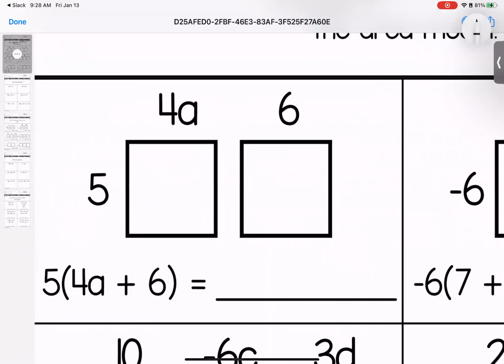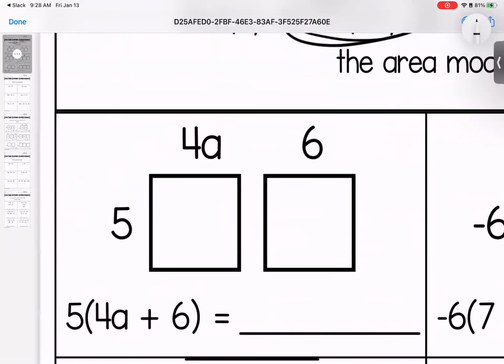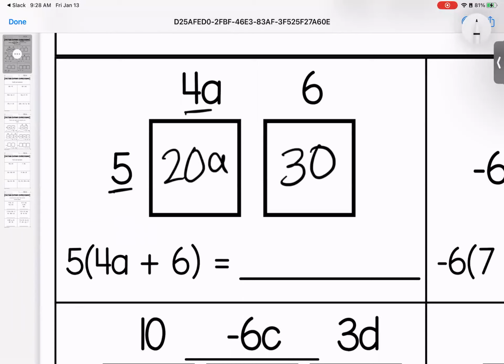We're using the area method, which you guys have also heard referred to as the box method. So this is nothing new to you. What we're doing is we're looking at the values on both sides and we're multiplying them, distributing them. So 5 times 4a, remember the only time we can combine a number and a variable is when we're multiplying. So 5 times 4a is 20a. 5 times 6 is 30. So if we were to factor and expand this, we would get 20a plus 30.